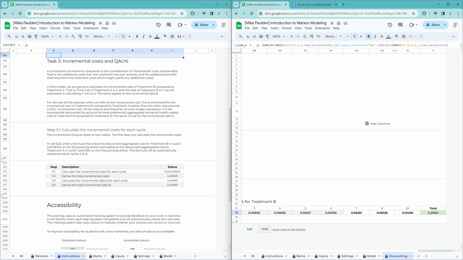And this is why in the next task, we're going to look at the incremental costs and the incremental qualies. It's a really important step on our journey to finding out whether treatment B is good value for money. So I'll see you in the next video.